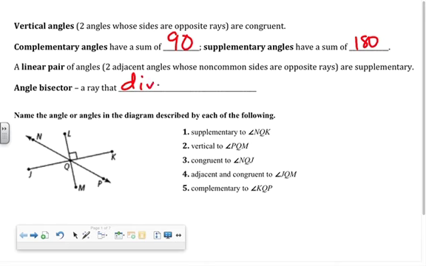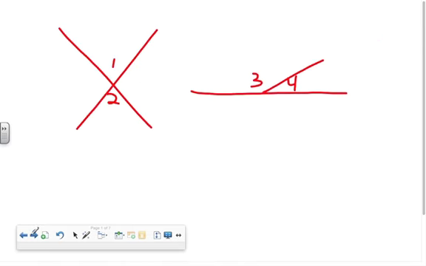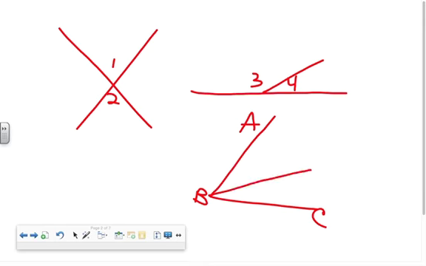An angle bisector is just a ray that divides an angle into two congruent angles. So visually, for example, if I had angle ABC getting bisected, ray BD would be the bisector of that angle. Again, the bisector of an angle is just something that's dividing the angle into two congruent angles.